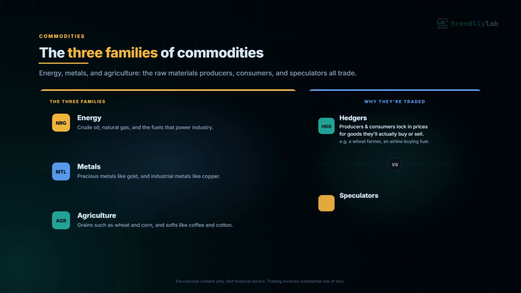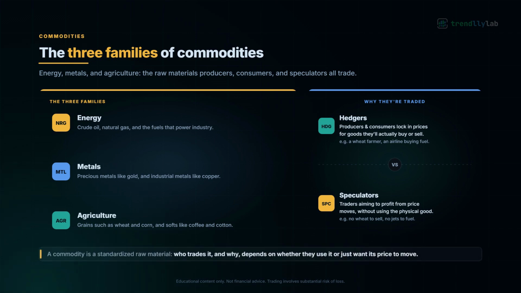Then why they are traded. Hedgers come first. Producers and consumers locking in prices for goods they will actually buy or sell, like a wheat farmer or an airline buying fuel. Against them sit the speculators, traders aiming to profit from price moves without ever using the physical good, with no wheat to sell and no jets to fuel. A commodity is a standardized raw material, and who trades it and why depends on which of those two you are. What separates a commodity from almost everything else is that it is neither a claim nor a promise. It is a real, physical thing that gets grown, mined, drilled, or raised, and that someone actually uses.